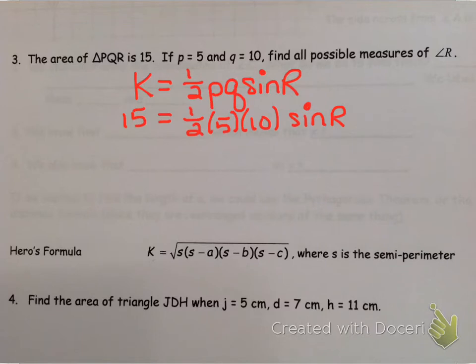Okay, so I'm going to simplify the right side just a little bit, just to avoid arithmetic mistakes. 1/2 times 5 times 10 is 25.